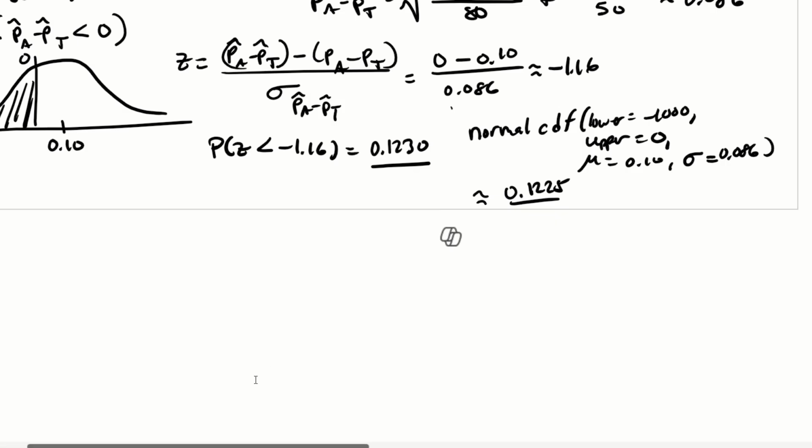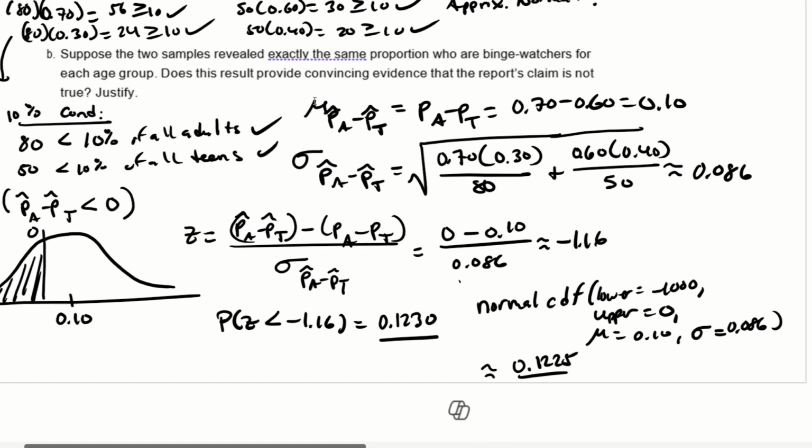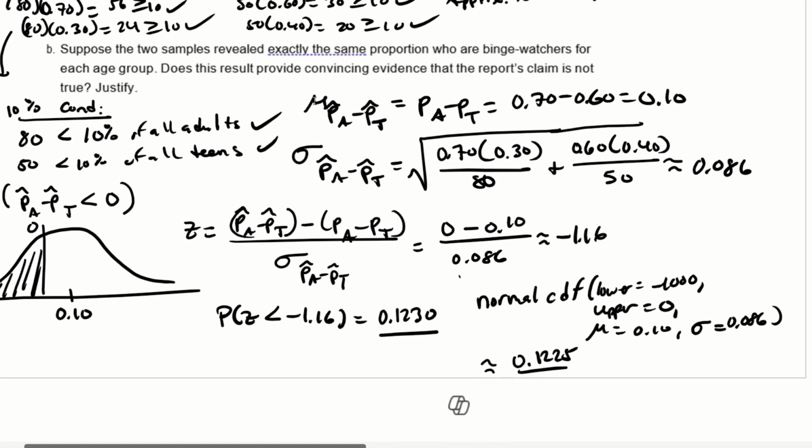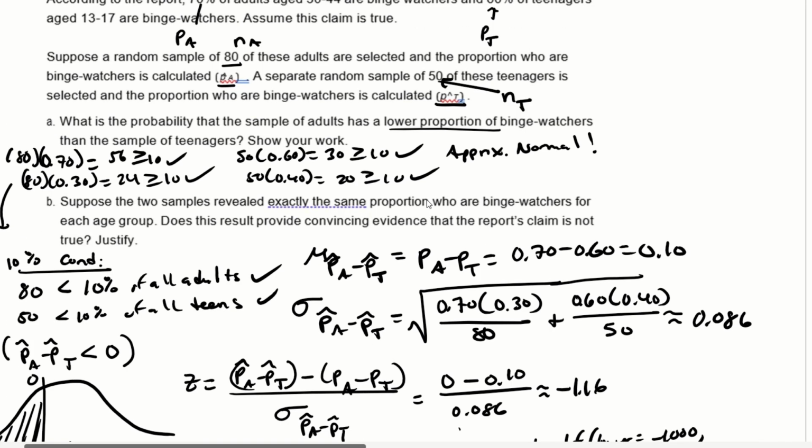Okay, all right. So there's part A, and then I guess we have to finish part B. Sorry, I realized I didn't have enough room for part B. So I'll just write it over here. Sorry about that. I forgot that I wrote big because I forgot that we had part B to answer. Okay, so I'll answer part B over here, just for the sake of space. Suppose the two samples revealed exactly the same proportion who are binge watchers for each group. Okay, does this result provide convincing evidence that the report's claim is not true? Justify.